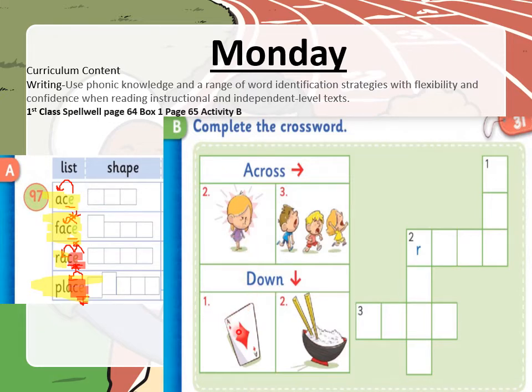So for example, number 1, going down. Remember, down means vertical. This is the ace of diamonds. So I go to number 1 and it's going vertically down. So I write A, and remember the sound this week is the CE. Remember to send a photo on your Class Dojo portfolio when you're done, boys and girls.